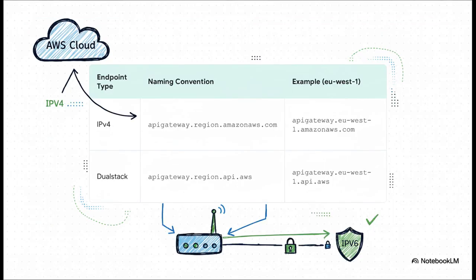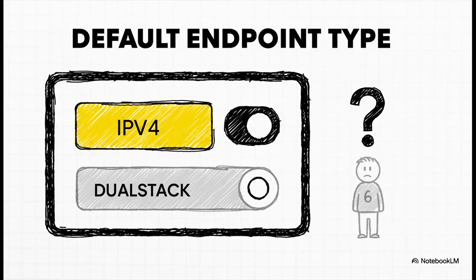So how do you tell them apart? It's all in the name. Look closely at these URLs. The difference is super subtle, but it's absolutely critical. The old IPv4 endpoint ends in .amazonaws.com. The modern dual-stack one uses the newer .api.aws domain. That tiny little change is your key to unlocking IPv6 compatibility. Now, here's the kicker, and this is really important. If you don't do anything, if you just go and create an API Gateway and don't specify an endpoint type, AWS is going to default you to the IPv4 endpoint. Now, that's a safe default, sure, but it means you are not future-proofed right out of the box. You have to actively choose to support IPv6.